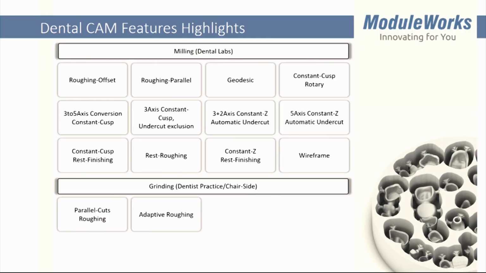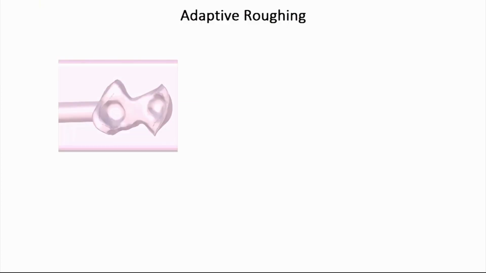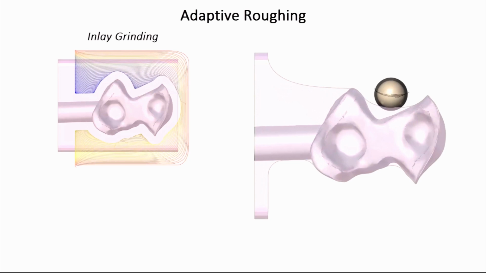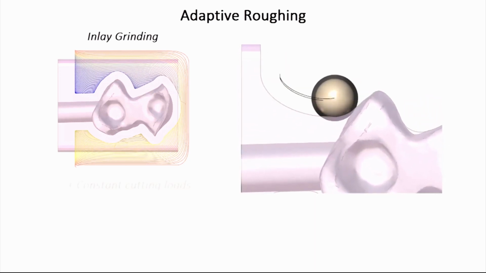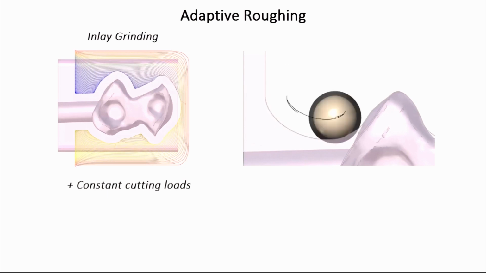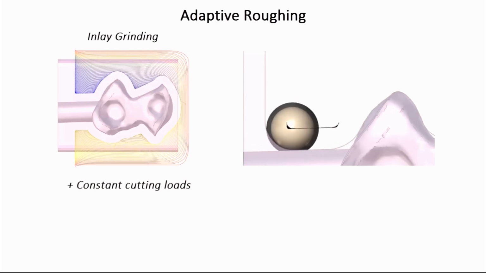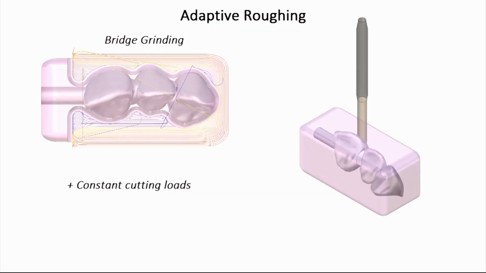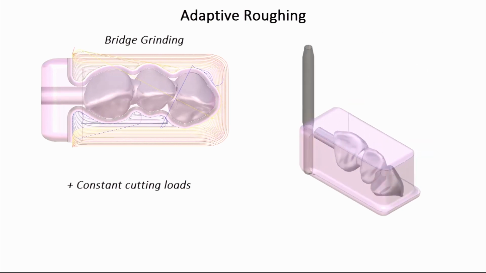For more complex geometries like inlays or bridges, or when users have done a bad pinning, we use adaptive roughing. Adaptive roughing generates these sort of U-shaped cuts on the tight areas and will make sure that it always maintains the cutting load on the tool. So independent of the geometry and complexity of the situation, we can always have a constant load applied on the grinding tool.